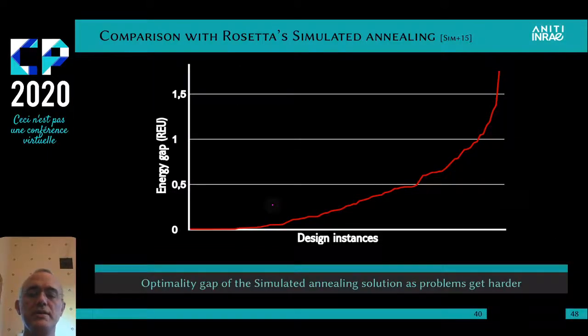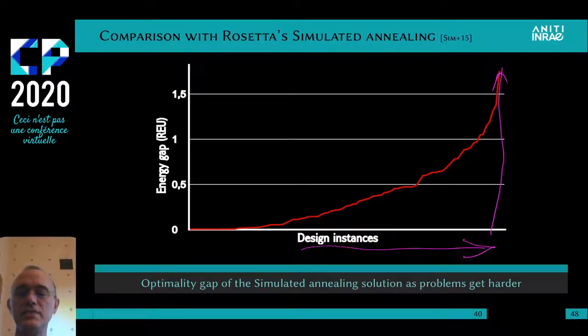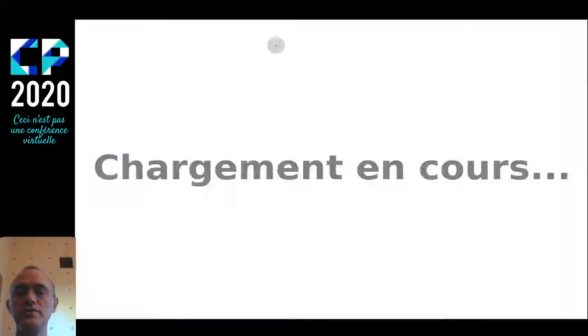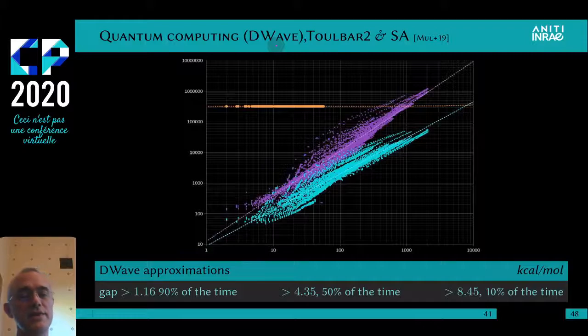So we went beyond that. On protein design, we compared Toolbar 2 with a super optimized simulated annealing implementation, and were able to show that this simulated annealing implementation was losing optimality increasingly as the instances were becoming harder. So people from Rosetta retuned the simulated annealing, and they were very kind because now they know Toolbar 2.